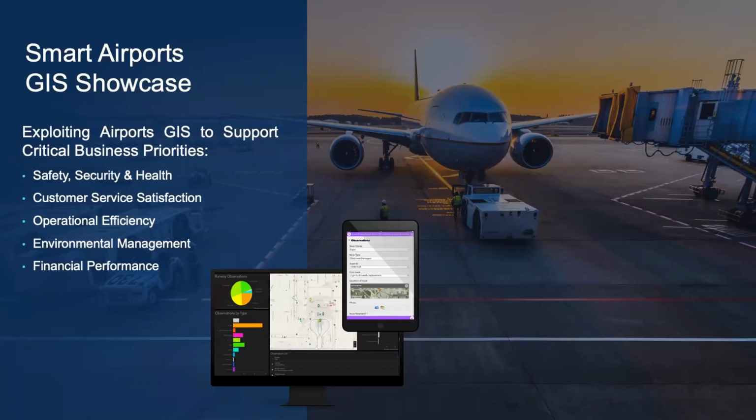Our solutions are designed to address critical, high-priority airport business needs. And these needs really focus around 5 things: safety, security, and health, customer service satisfaction, operational efficiency, environmental management, and financial performance. And our proven solutions deliver high value with low implementation effort. And what we're seeing is many of our airports customers are using these solutions to fuel their recovery from the ongoing COVID crisis. We're going to provide you with an introduction to some of our solutions, and we hope to have an opportunity to explore them with you in more detail at some point in the near future.